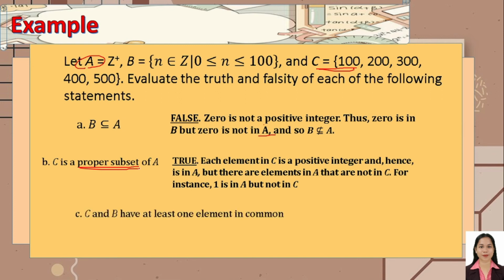Next, C and B have at least one element in common. So, true or false? It means true here. Why? Because 100 is in both C and B. Here it is less than or equal, so B is part of the elements of N, and it has 100 here. So therefore, the statement in letter C is true.